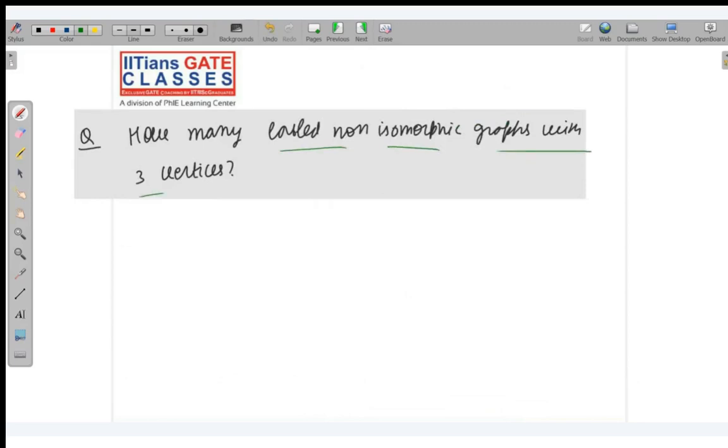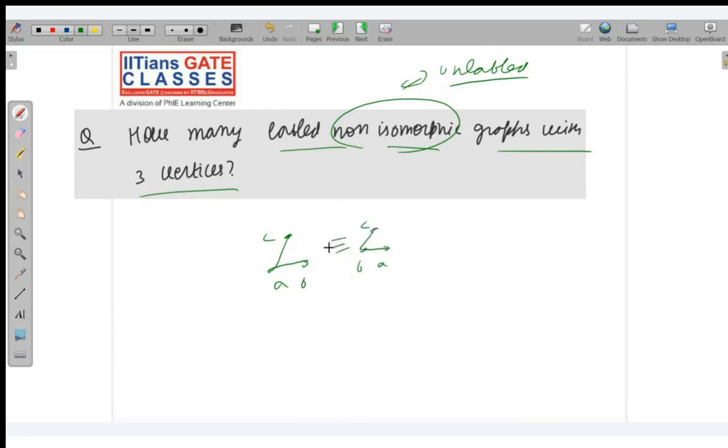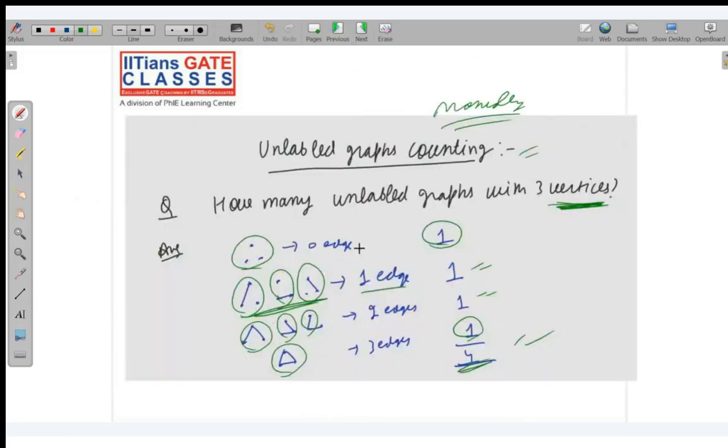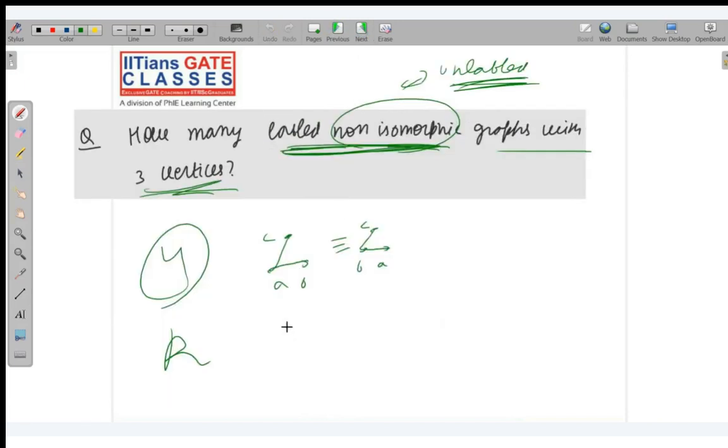Okay, so how many labeled non-isomorphic graphs with 3 vertices? Labeled non-isomorphic means you can consider it just like unlabeled. Because I can say A, B, C, and if you make B, A, C, no problem. They are isomorphic only. Just the labeling is different. So labeling does not matter, and when labeling does not matter, you are unlabeled only. So no need to worry, they will just confuse you. Labeled non-isomorphic means unlabeled only. With 3 vertices, the answer is 4. We have told you in the previous slide. Take snapshot. I will jump to the next slide.